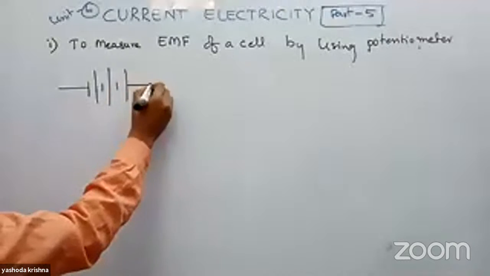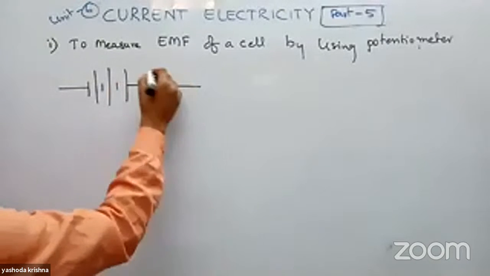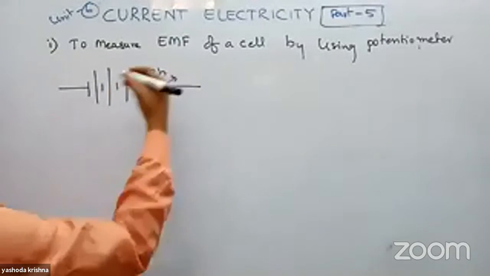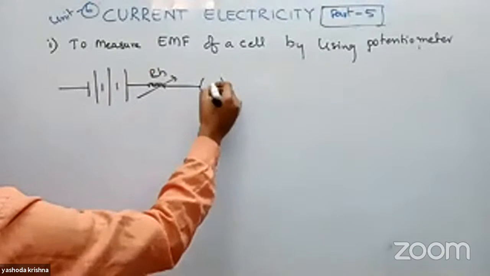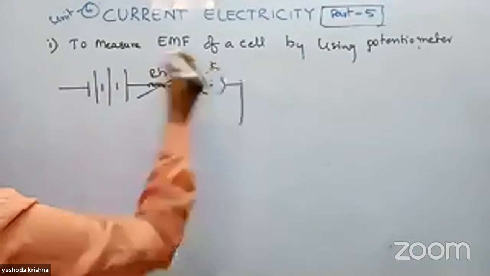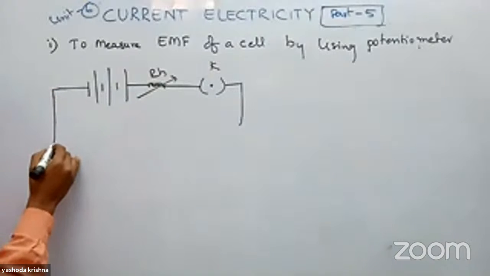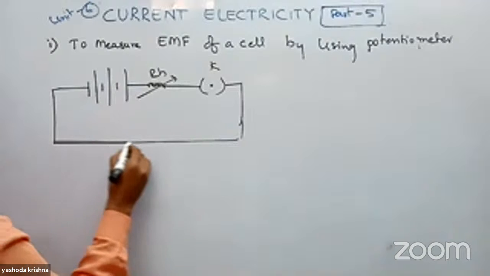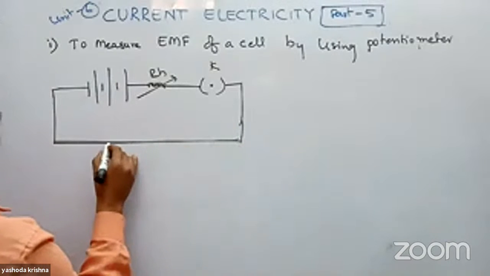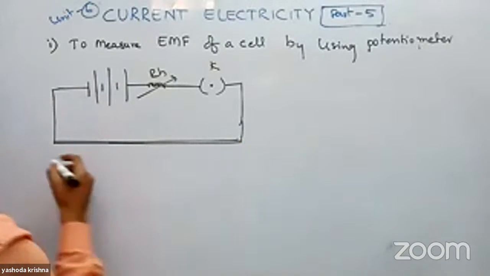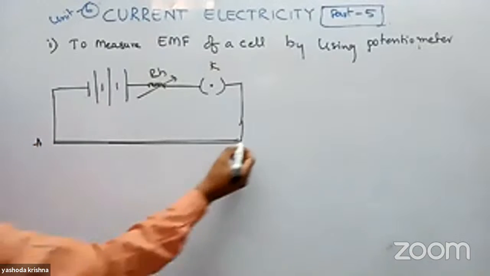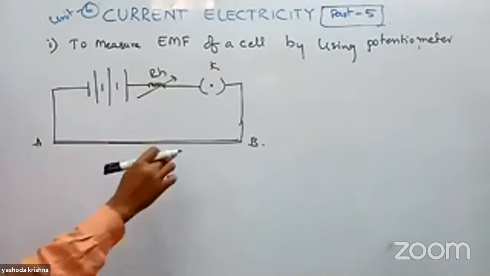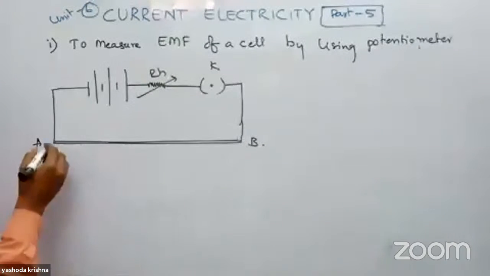This is the battery. The battery is connected to a rheostat. Here, one key is there. That is the key K. This is the primary circuit. The primary circuit has one long length of wire, the potentiometer wire. This is the potentiometer wire.